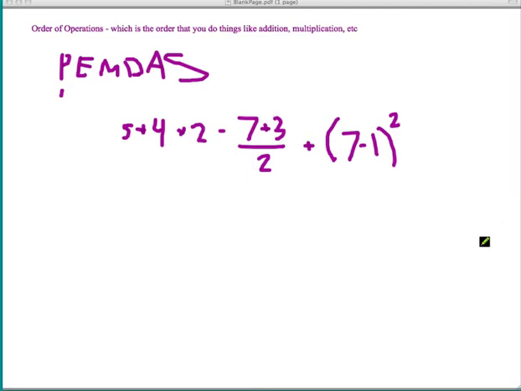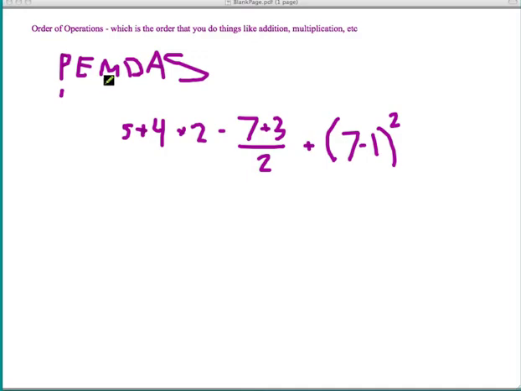So looking at these, you could do these in all kinds of different orders if there were not rules, but there are rules. So that's what they're there for, to make sure that everybody always gets the same answer when they do arithmetic like this. So the first one is parentheses. So you always do whatever's inside the parentheses first. The second one is exponents. So after you've taken care of what's in the parentheses, you do whatever the exponents are.